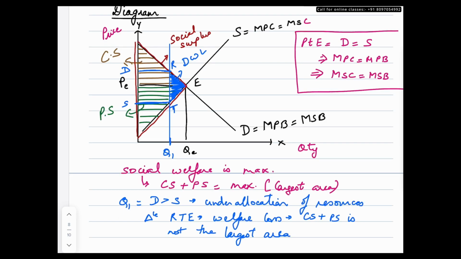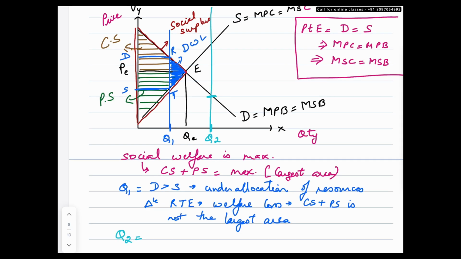Now what would happen if the quantity increases from QE to maybe Q2? Let us say this is the new quantity Q2. Now at Q2 what is happening? The demand is here and the supply is here, correct? So supply is greater than demand. What does this mean? This means the cost of production of one additional unit, which is the MC, is greater than the price. And if that happens, what will happen? This firm is going to make a loss.